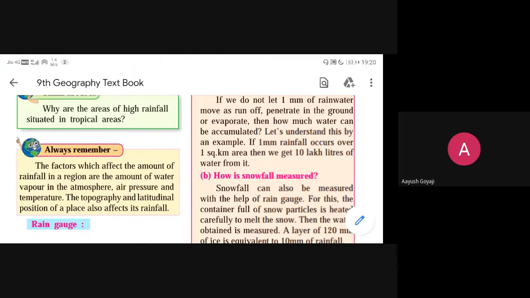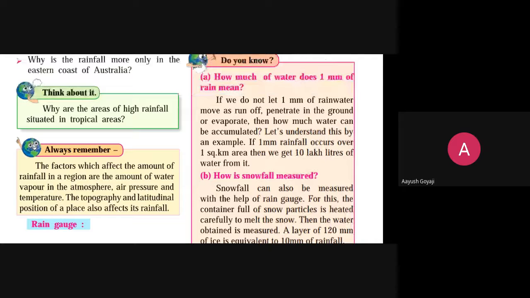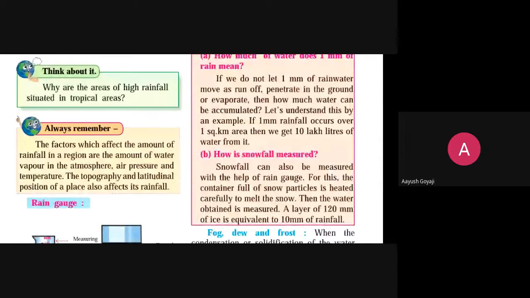So see, some water of it gets run off, some gets evaporated, some gets penetrated in the ground. But if we do not let anything of that happen, म्हणजे आपण यापैकी एकही गोष्ट होऊ दिली नाही, म्हणजे जेवढं वॉटर पावसाने पडलंय 1 मिलीमीटर समजा आपण मोजलं, ते जर आपण कुठे जिरू दिलं नाही किंवा त्याची वाफ होऊ दिली नाही किंवा ते वाहू दिलं नाही, तर तेवढं जर वॉटर आपण कलेक्ट केलं तर ते किती वॉटर होईल? How much water can be accumulated or collected?